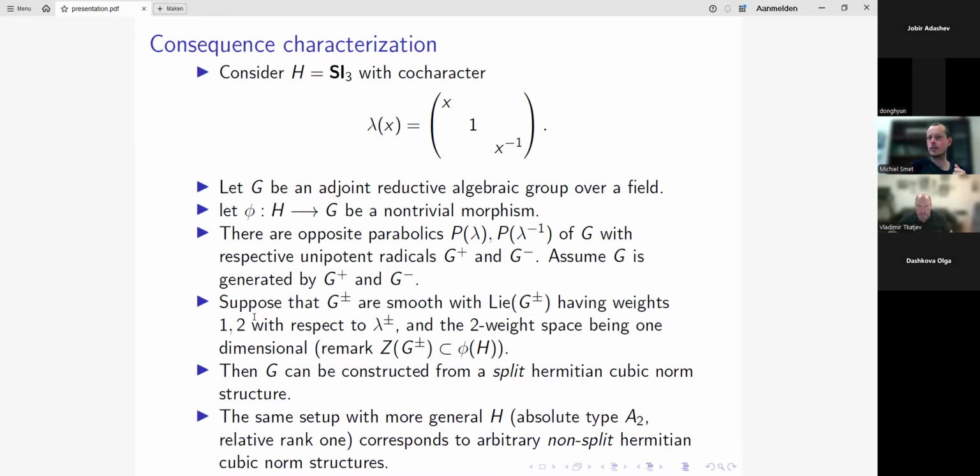Slightly more generally, if you replace this H by a group of absolute type A2 but relative rank 1, this relative rank 1 is necessary to have a co-character.